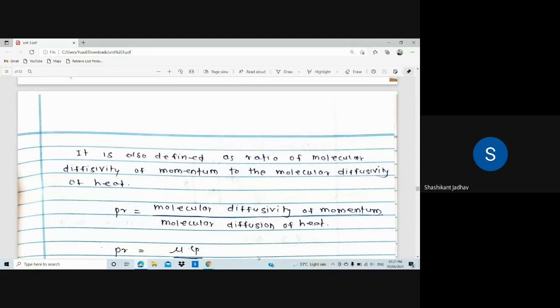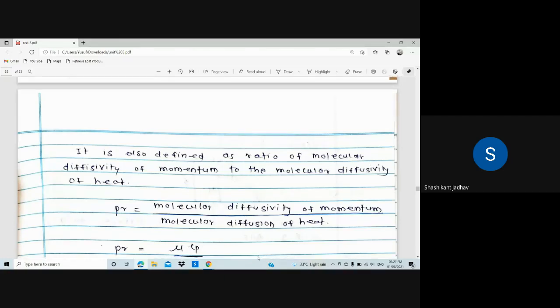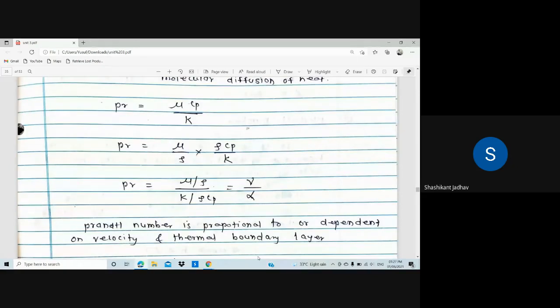Then again divide and multiply by rho. So therefore we get Prandtl number is equal to mu Cp by K, then multiply and divide by rho. So therefore mu by rho into rho Cp by K. From that equation we have to rearrange the terms. We are rearranging the terms, and as we know that mu by rho is nothing but nu and K by rho Cp means alpha. That is nothing but Prandtl number, kinematic viscosity divided by thermal diffusivity.